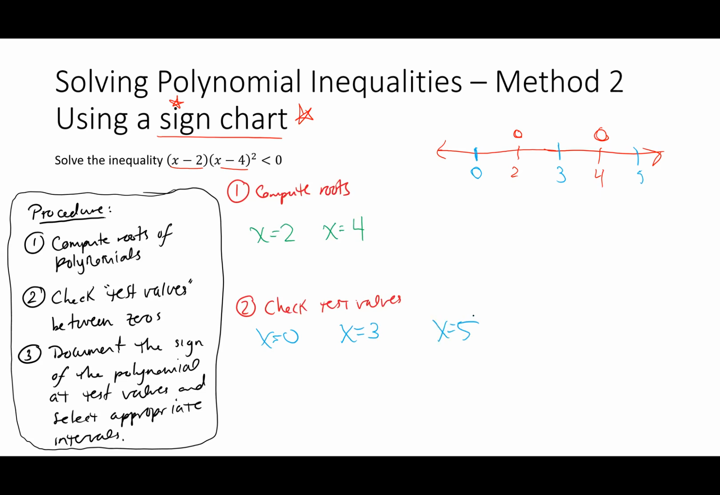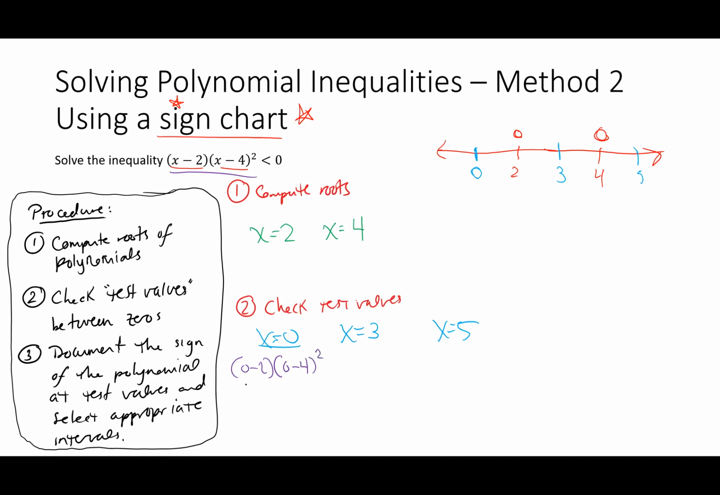And what I'm looking for here is the sign, positive or negative, of the polynomial at these particular test values. So let's check x equals 0 first. I'm going to do purple for this one. Go to the original polynomial and plug 0 in everywhere you see an x.